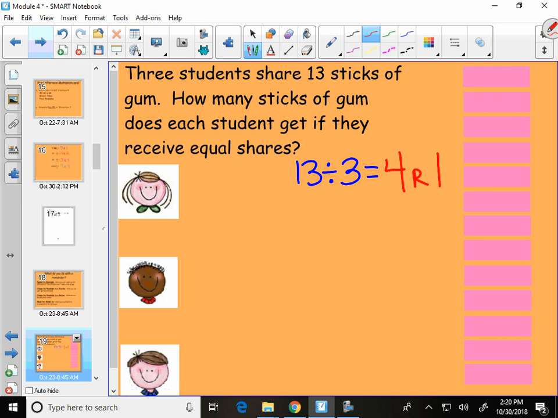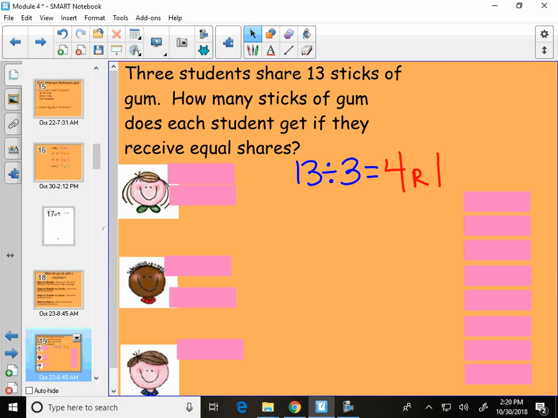And you said, we each get 4 remainder 1 pieces. That would be so odd. Let's prove it with a picture really quick. 13 sticks of gum. One for you, one for you, one for you, another one for you, and so on, around to the last kid. Oh, and we have one left over. So the answer is everyone gets 4, and there's one left over.